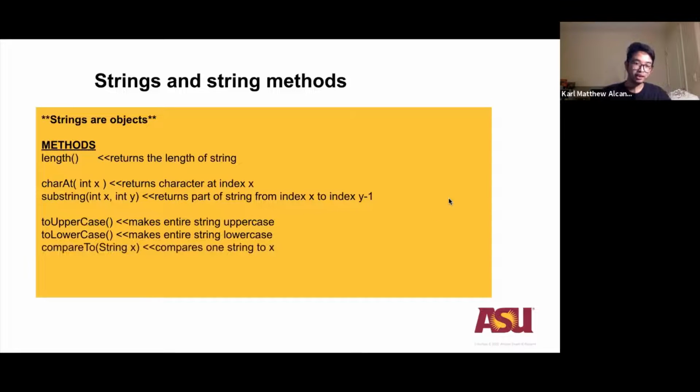And you can compare two strings. For example, if you want to compare apple to orange, we know that apple comes before orange. You can think of this as the dictionary. Apple comes before the word orange. And we will see how this works in the next slide.